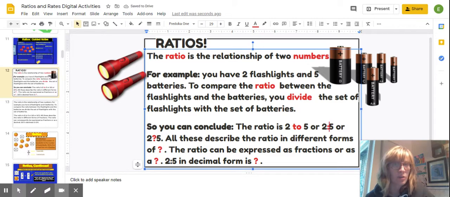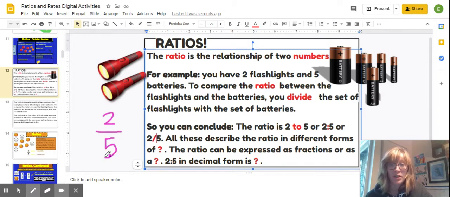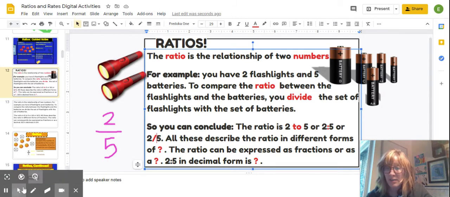We can describe it as 2 to 5 in words, or you can use a colon, or you can say it as 2 to 5 and use a fraction bar. On the computer, it's oftentimes just a slash. If you are writing it, you can also write 2 to 5 in fraction form, going up and down.